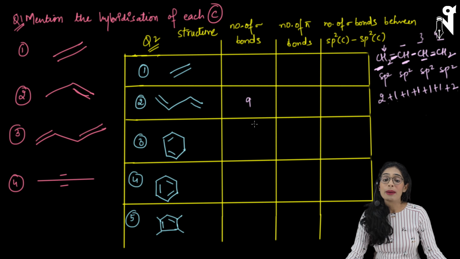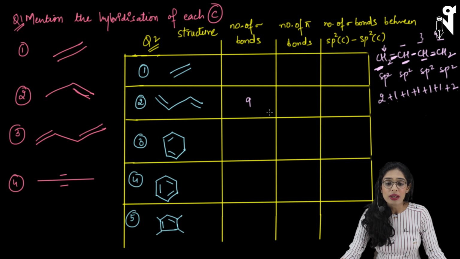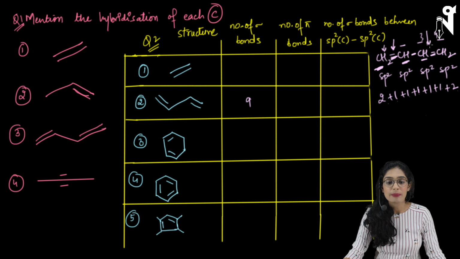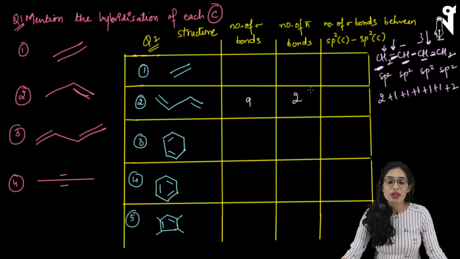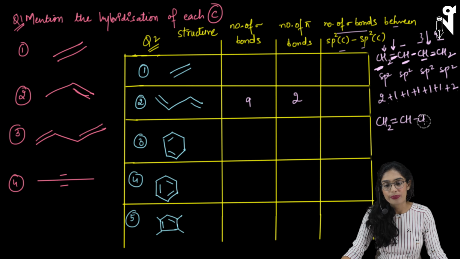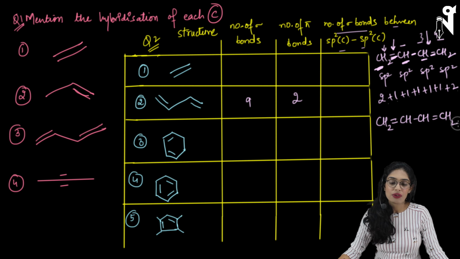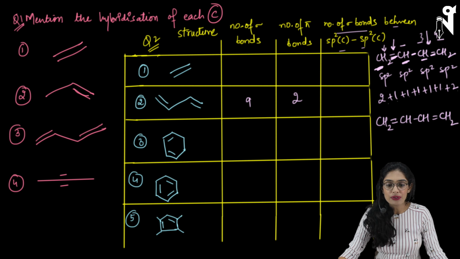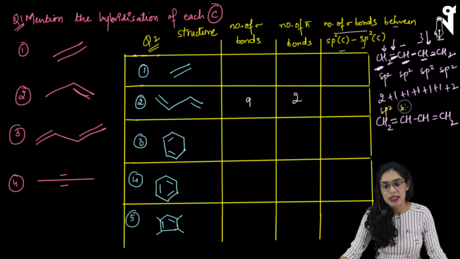Number of pi bonds is very clearly visible. One pi bond is here and another pi bond is here, so total 2 pi bonds. Now comes the question: number of sigma bonds between sp2 hybridized carbons. Let me just rewrite the molecule again. CH2 double bond CH single bond CH double bond CH2. So let's figure out the sigma bonds. All of these are sp2. This is sp2, this is sp2, this is sp2, this is sp2.